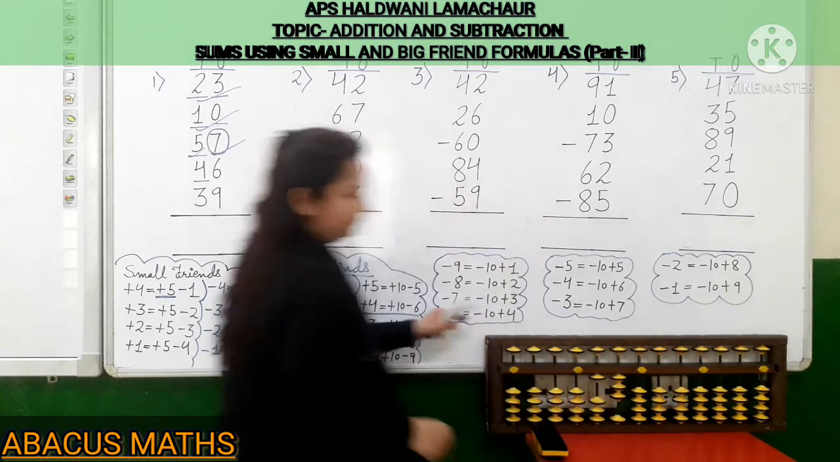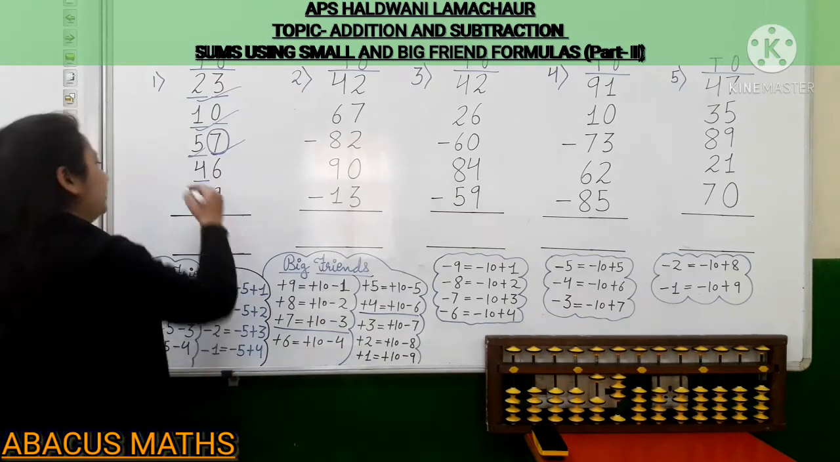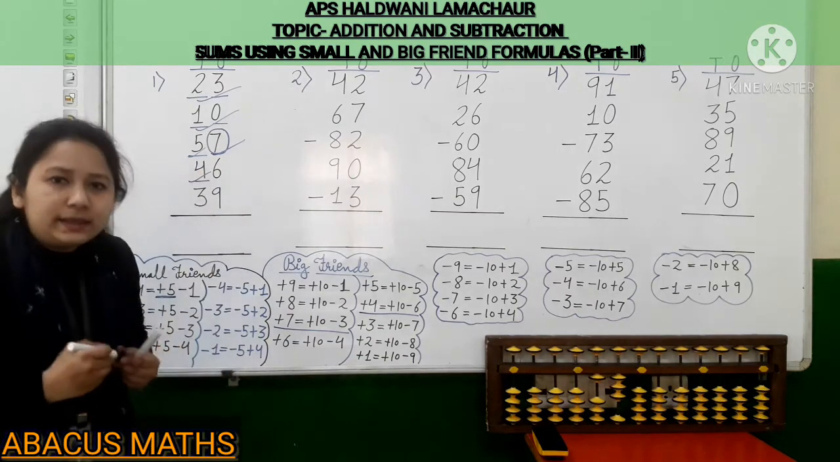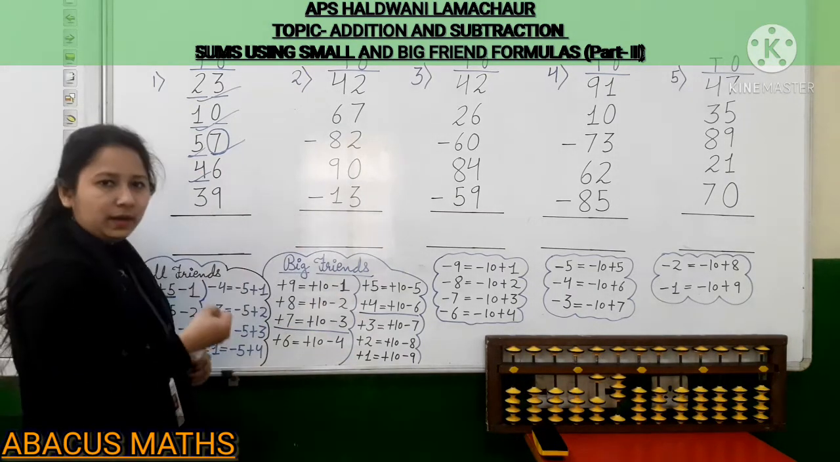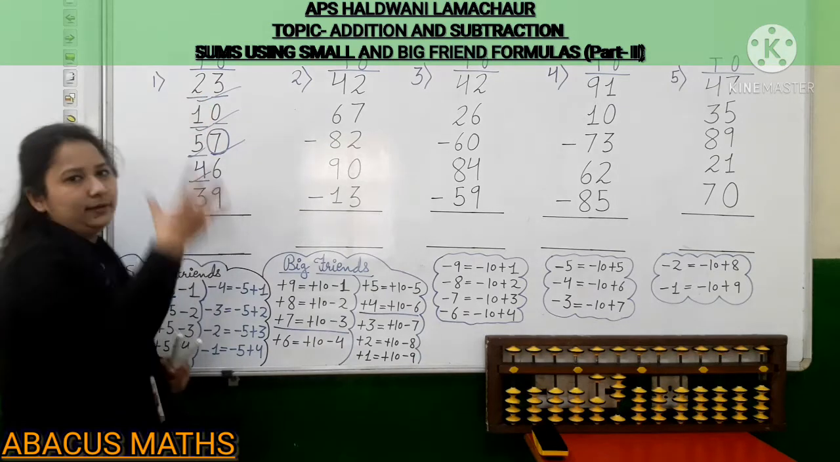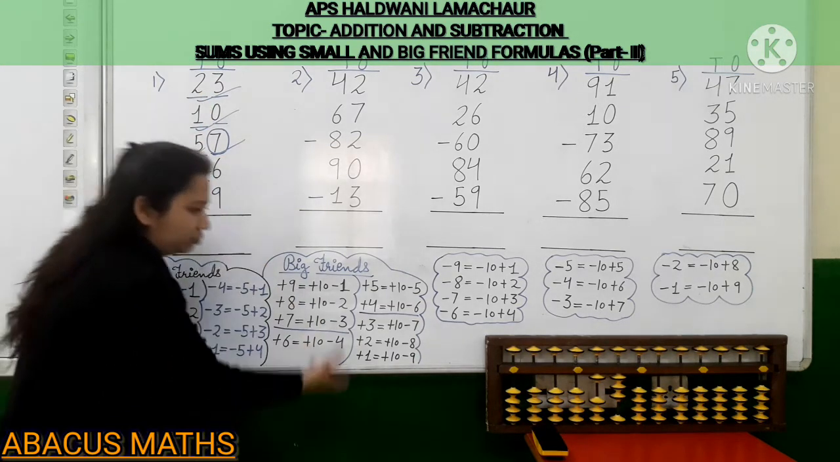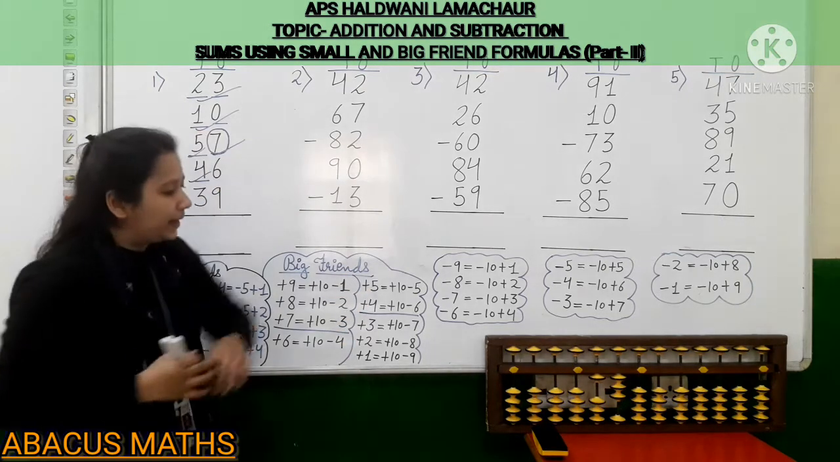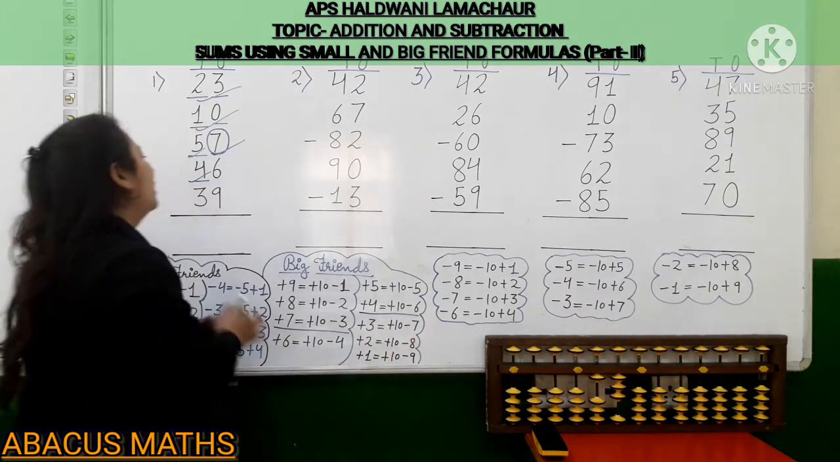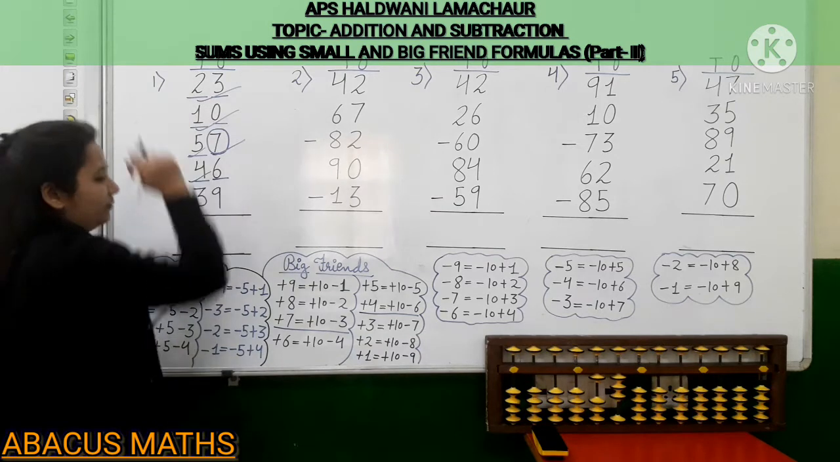5, 6. And your 4 is added. See, directly you have to take the formula and put it here. Whenever you get lack of bead, just go through the formula, take the formula and apply it. Now next you have to add the 6 in ones rod.